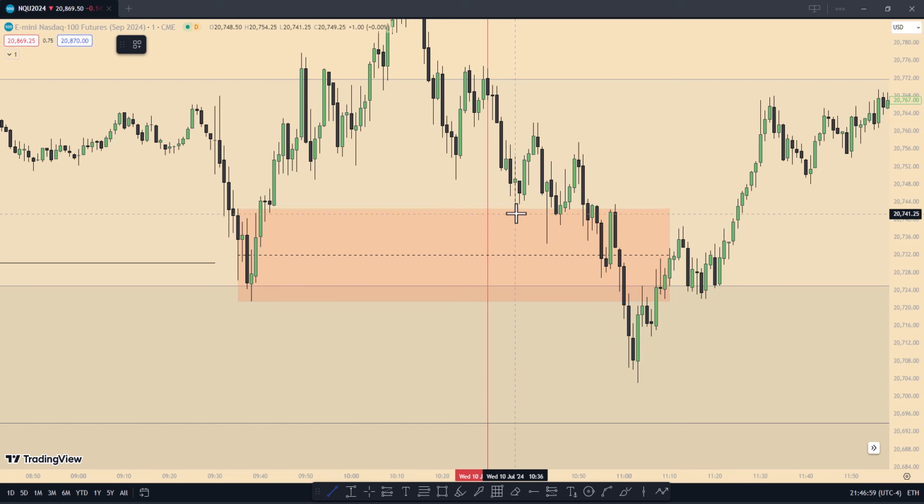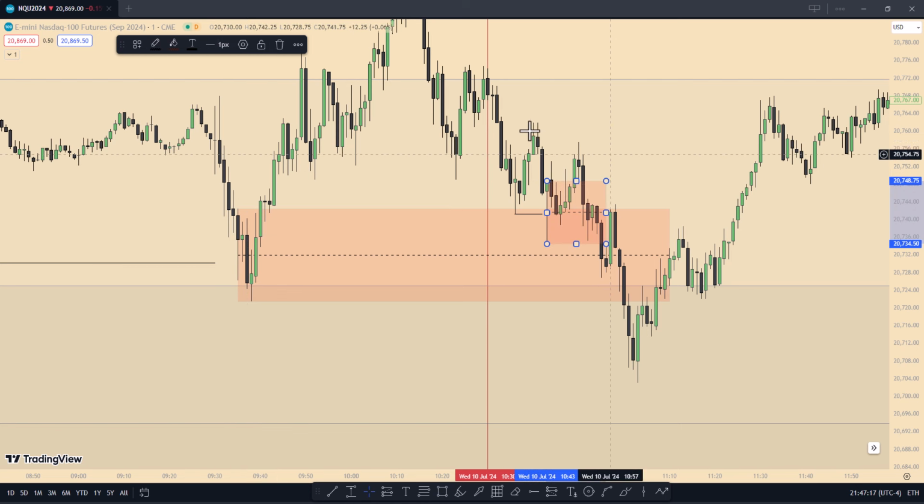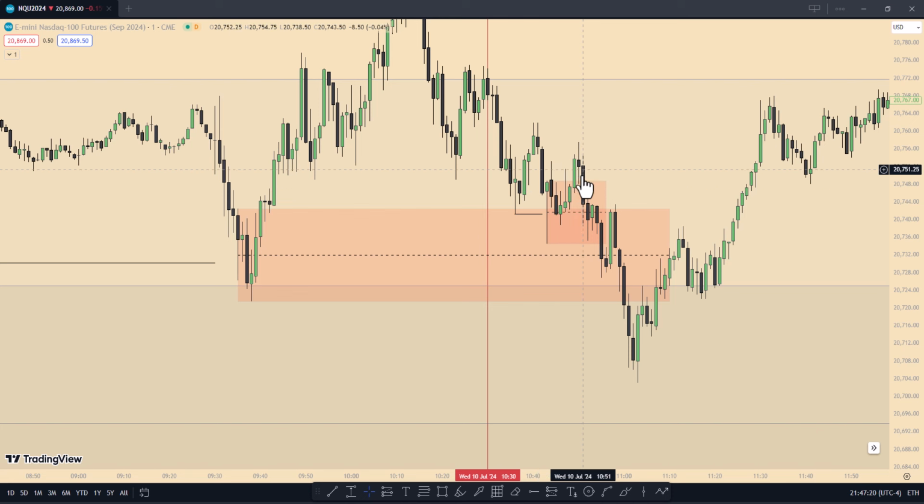But here, we failed to make a new low, right? So we have a sweep of a low inside the zone, which is the previous CSS. And then I was looking to buy once price returned to here. So price broke above this candle here. So I tried to enter from here.